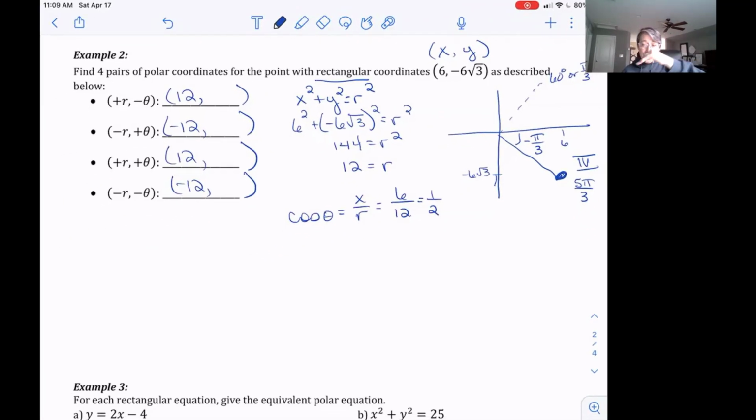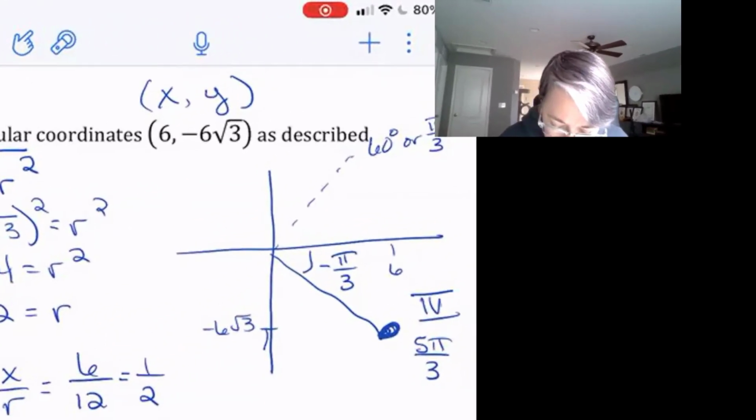If we use the positive r, we can have a positive angle of 5 pi over 3, which would be this guy, positive r, positive theta. Or we can go towards that angle using the negative degree, which is negative pi over 3, which would be that angle. Let's now look at the negative r value. That means if we use the negative r value, we're going to be going in this direction.